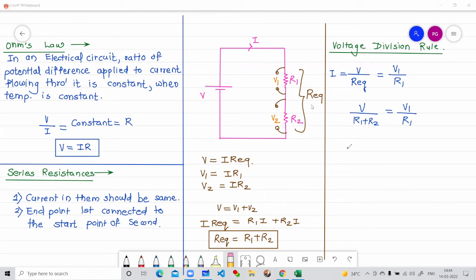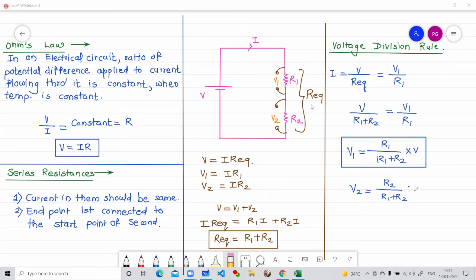So now if I want to know the potential across any of the resistances, let us say R1, the formula is that particular resistance divided by the whole branch resistance multiplied by the total potential applied. Again, I'll repeat. If you want to know the voltage across any particular resistance, it is equal to that particular resistance divided by the whole branch resistance multiplied by the total potential applied. Can anyone tell me what V2 will be? R2 upon R1 plus R2 into V.